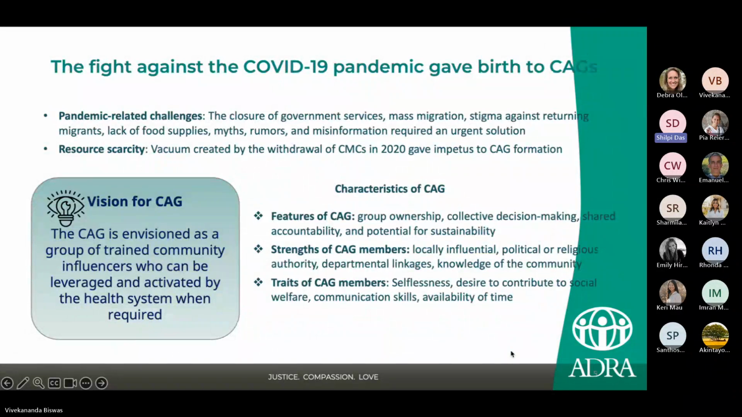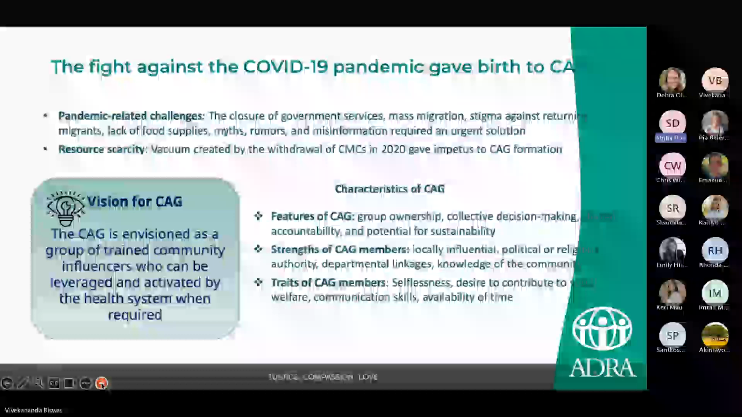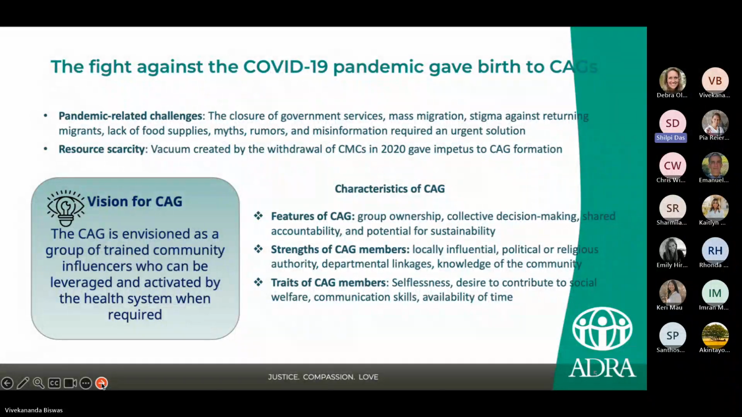So this particular slide depicts the context of the emergence of the CAG, the community action group, and its vision. The outbreak of the COVID-19 pandemic marked a significant turning point for the global community. Marginalized communities especially were affected as government services and development programs came to a halt. The vaccine initiative faced hurdles due to hesitancy and resistance fueled by misinformation and rumors. There were a lot of challenges in the health sector, and a vacuum was created, a broken link between the community and health service providers.